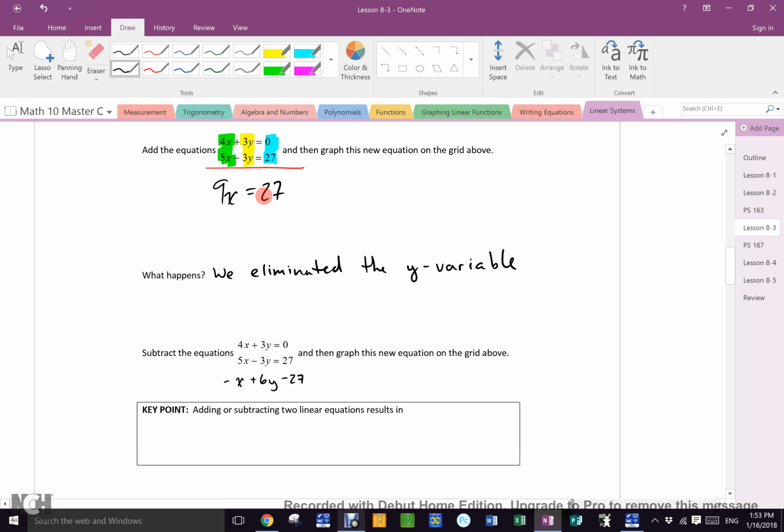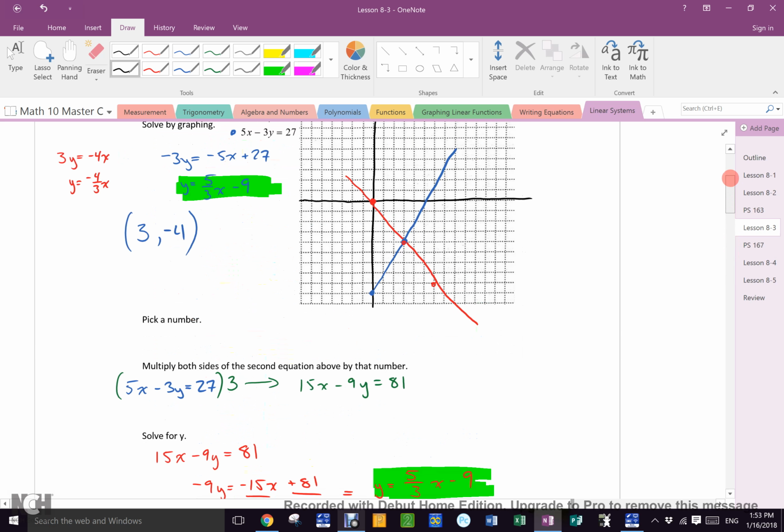When we did this, what would be your next idea with this? What do you think mathematically we should do? Pardon me? Divide by 9. So x would equal 3, correct? Yes. Okay. Now if we were, you guys don't have to do this, just watch.